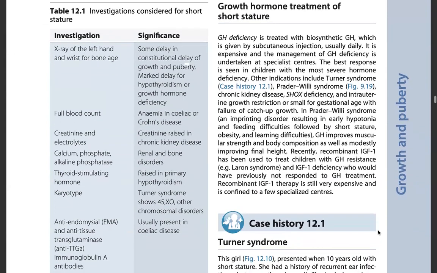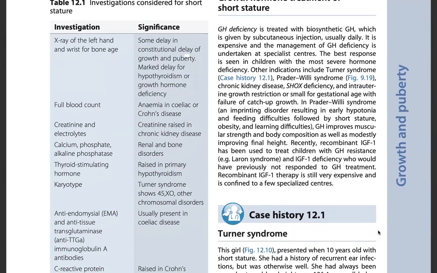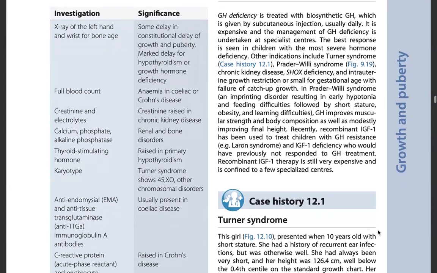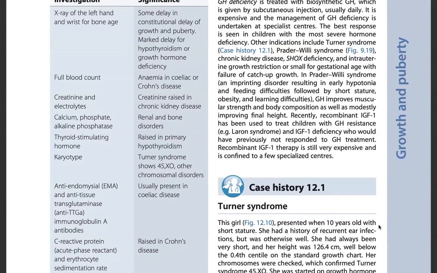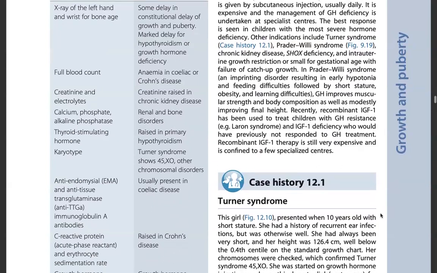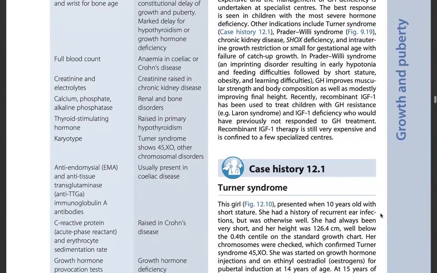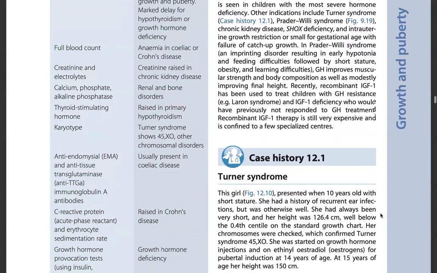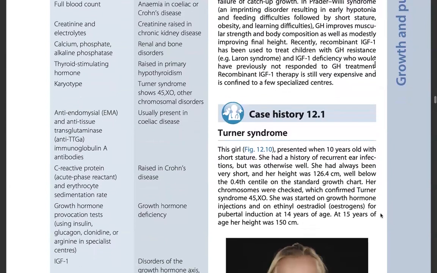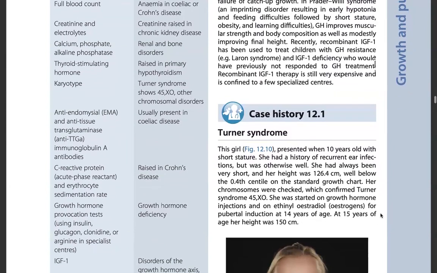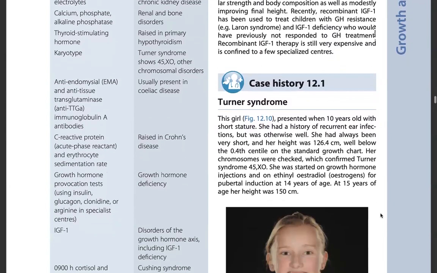Prader-Willi syndrome is an imprinting disorder resulting in early hypotonia and feeding difficulties, followed by short stature, obesity, and learning difficulties. Growth hormone improves muscular strength and body composition, as well as modestly improving final height. Recently, recombinant IGF-1 has been used to treat children with growth hormone resistance, for example Laron syndrome and IGF-1 deficiency, who would previously not have responded to growth hormone treatment. Recombinant IGF-1 therapy is still very expensive and is confined to a very few specialized centers.